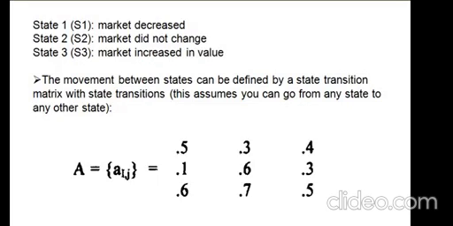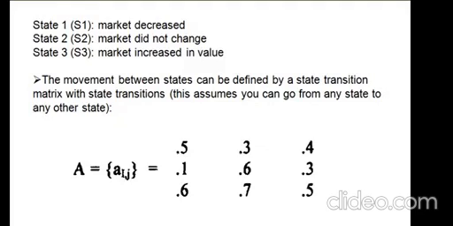This is the state transition matrix. It represents a movement between the states. Here we are considering A of i comma j. A of i comma j in the sense what? Here i represents the rows and j represents the columns. So A of i comma j means the element in the ith row and jth column. You got it or not?